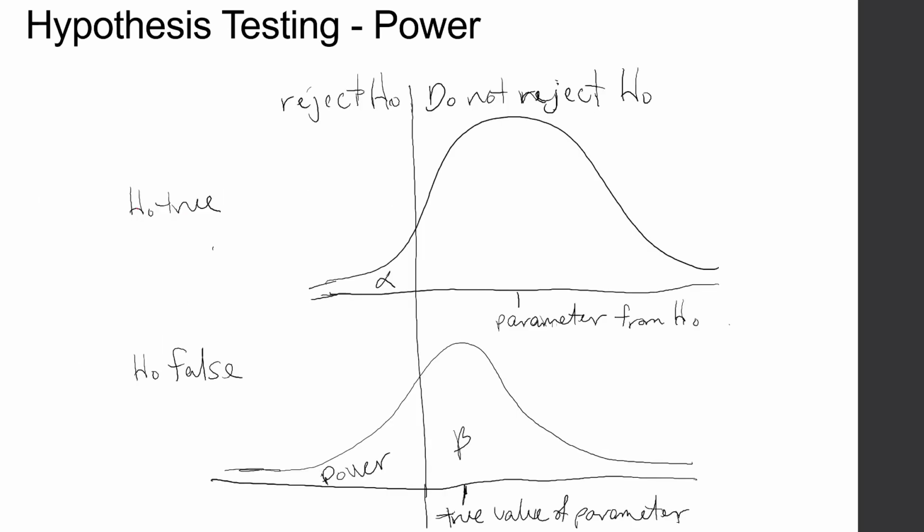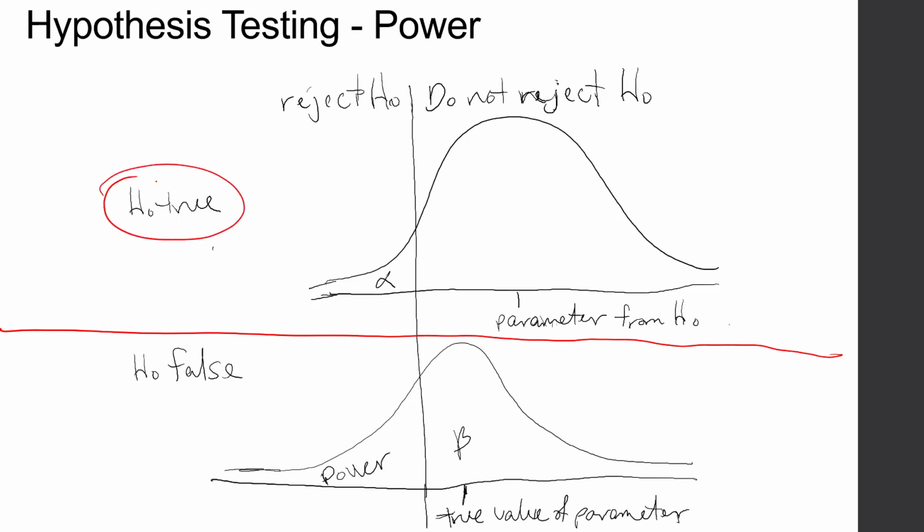Now to picture what power is, this picture may or may not help you. Notice that the top half of the screen is under the reality of the null hypothesis being true, which is what we assume when we're carrying out a hypothesis test. So up here, let's assume we have a less than alternative hypothesis. The alpha level is in the lower tail, okay? So if you reject the null hypothesis, you've got alpha right there. On the right side of the line, you've got the do not reject the null hypothesis. Now, that's what we're used to doing when we do a hypothesis test.